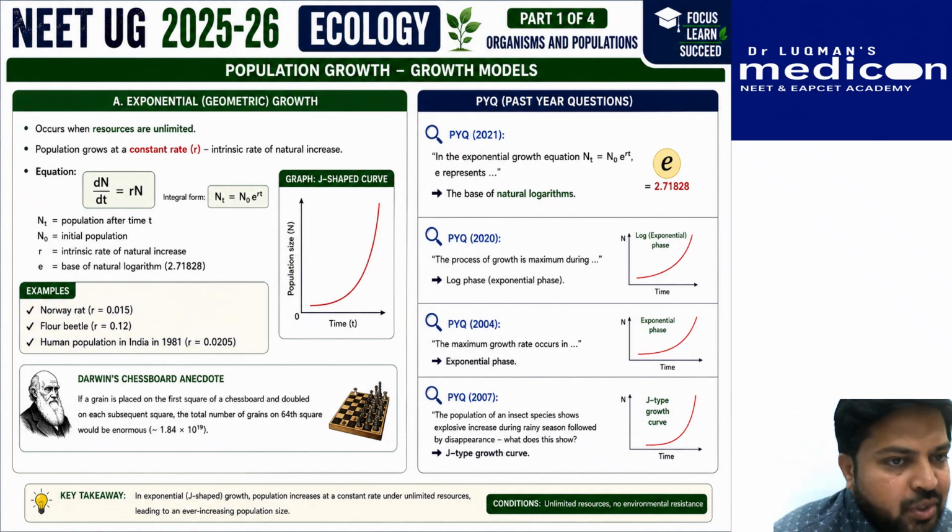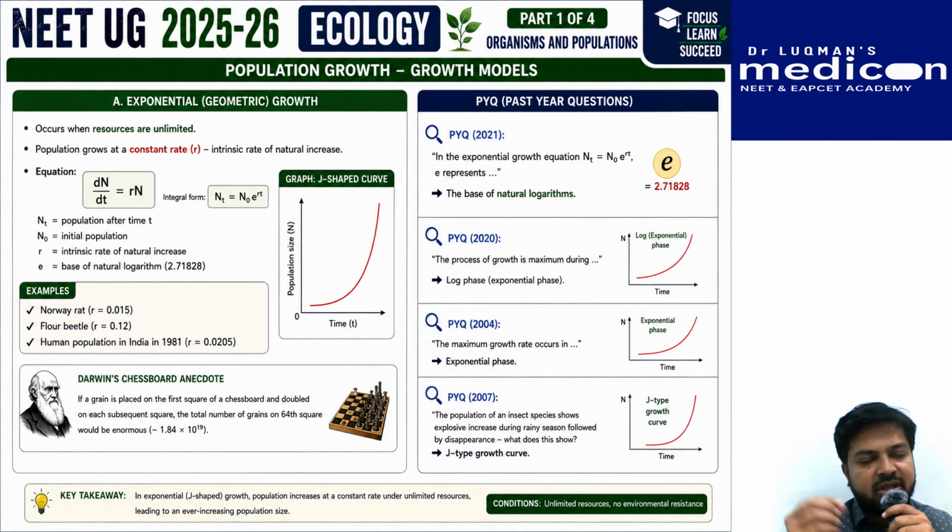So moving on, population grows at a constant rate R. That constant rate of population is actually an intrinsic factor, it means a natural factor, depending on the resources, the environment, the atmosphere and the species in that area. So here's the equation. According to that equation, Nt stands for population after time t, N0 stands for initial population, r stands for intrinsic rate of natural increase, and e is the base of natural logarithm, that is 2.71828. So the integral form is Nt equals N0 e to the power of rt.